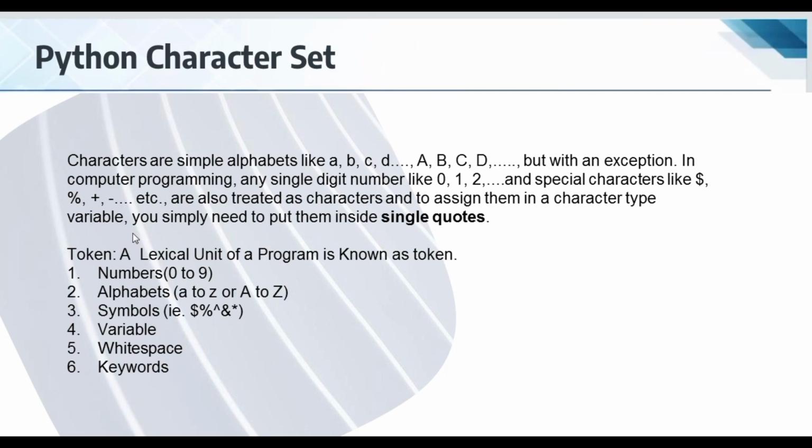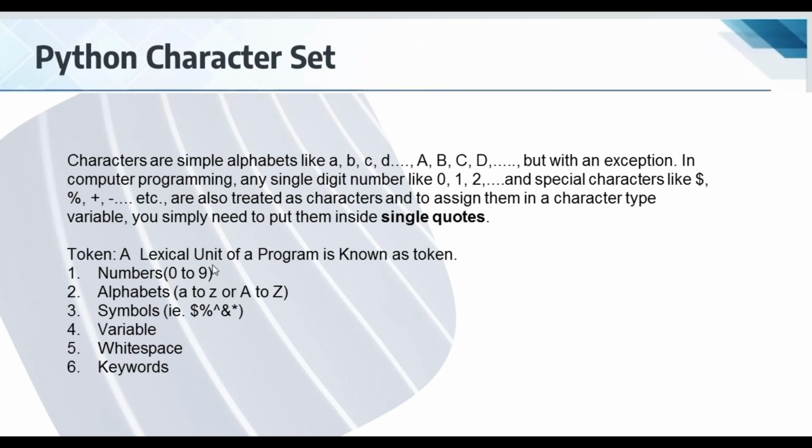First of all, we have to understand what a token is. A token is a lexical unit of a program. As I explained, print and the round brackets, open and close, are also termed tokens, because a token is the smallest unit of a program that can be understood by the language or the interpreter.